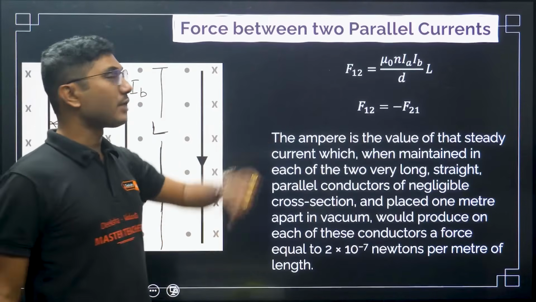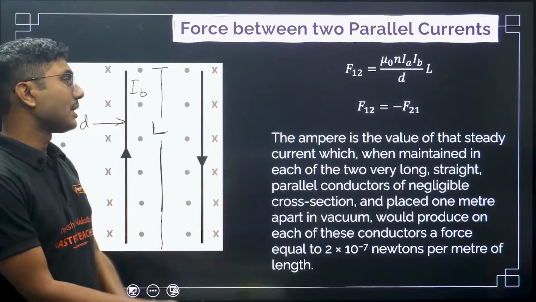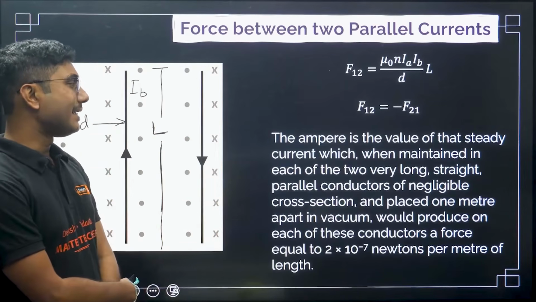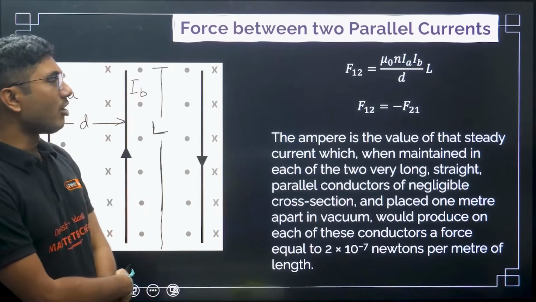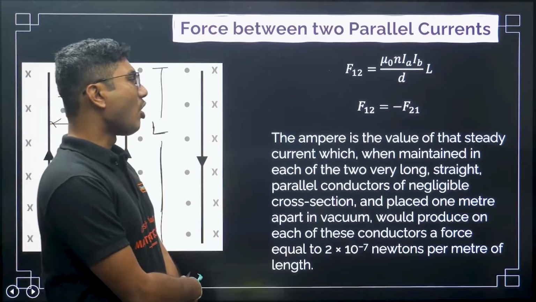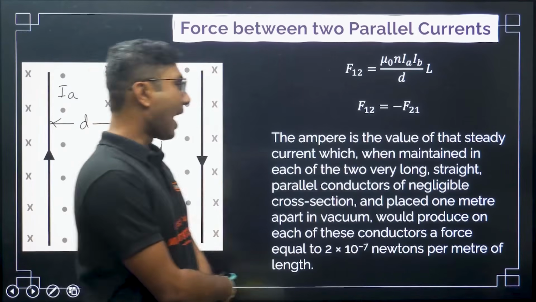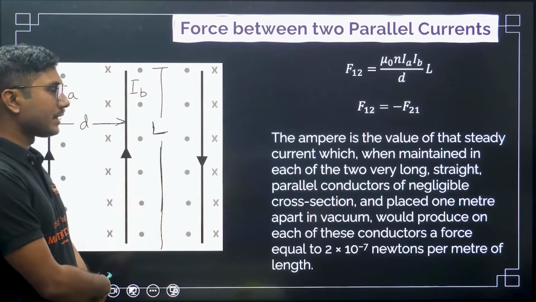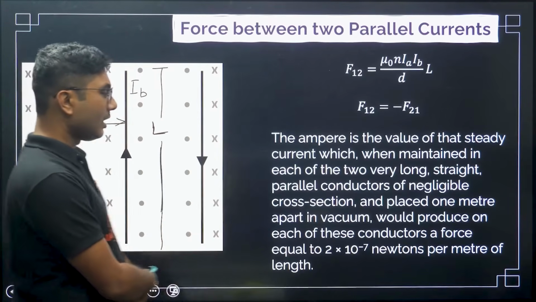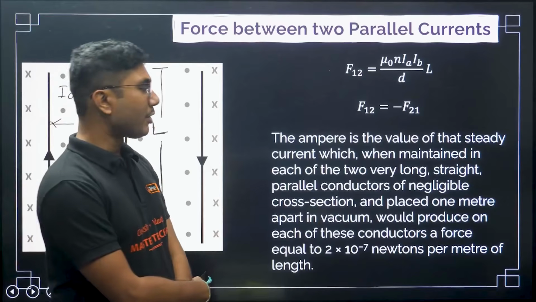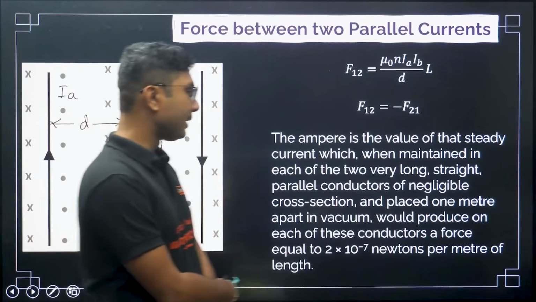Now, what is the definition of ampere? From this expression you can define ampere. The ampere is the value of that steady current which, when maintained in each of two very long straight parallel conductors of negligible cross section and placed 1 meter apart in vacuum, would produce a force on each other equal to 2 into 10 to the power of minus 7 newtons per meter of the length.